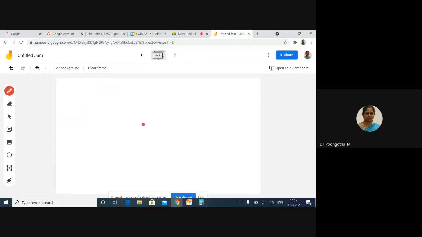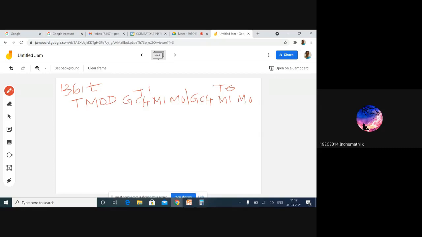So we will find out the values one by one. First, find out T mod. So what is the T mod value for 13-bit timer? G, C bar T, M1, M0, G, C bar T, M1, M0. This is for timer 0 and this is for timer 1. Which timer is involved in this problem, timer 0 or timer 1? Timer 0.